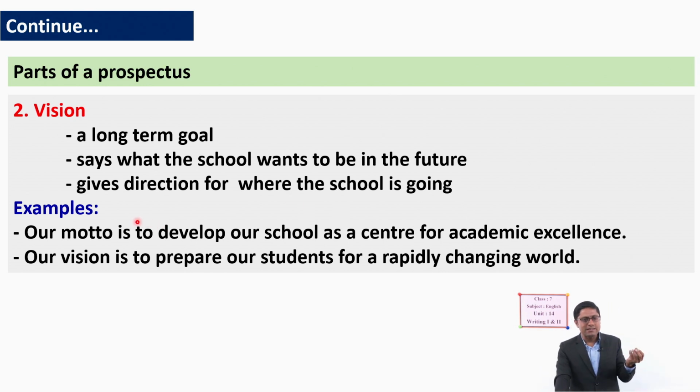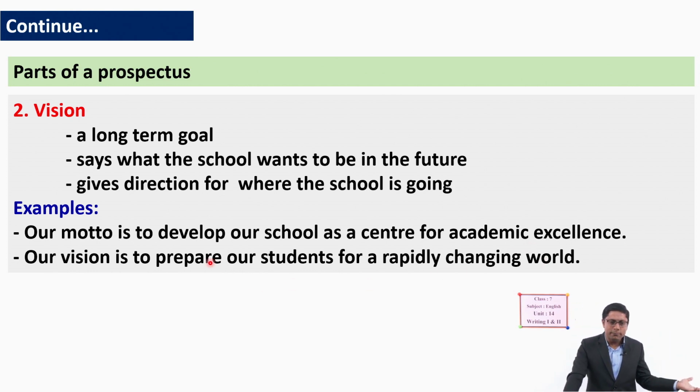While writing vision, we can use sentences like, our motto is to develop, meaning our main aim. We have already discussed what motto is in our previous class. Its motto, its main aim, is to develop our school as a center for academic excellence. Academic, we have already discussed, relates to education. Excellence means a very good, better one. Or next can be, our vision is to prepare our students for a rapidly changing world. You know, the world is changing, new things are coming, new scientific inventions and technologies are there. So, the school may have an aim to prepare the students for that change. Such sentences can be written. These are just examples.